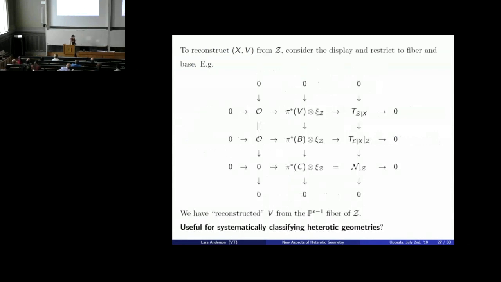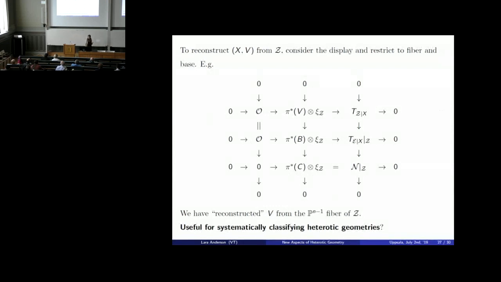The reason this is useful is that you can reconstruct the vector bundle and the base manifold from the total space by simply restricting the tangent space that I wrote down for the general toric variety to the fiber and base. So for example, you can use the display of the monad to reconstruct the monad sequence itself. So here V goes to B goes to Z. This is the kernel sequence from this morphism, obtained by looking at the relative tangent bundle to the fibers and restricting. So from each part of the geometry, it's possible to reconstruct the others.